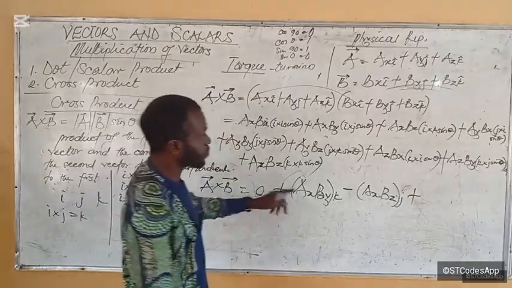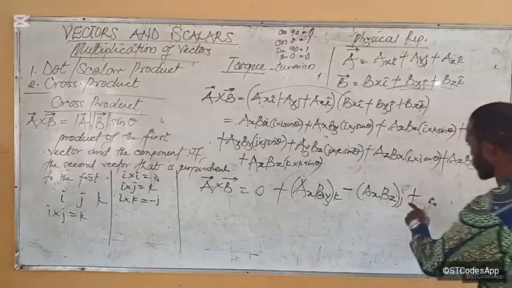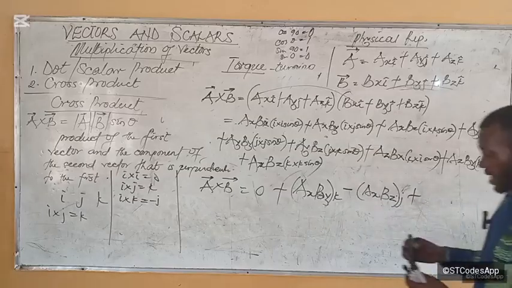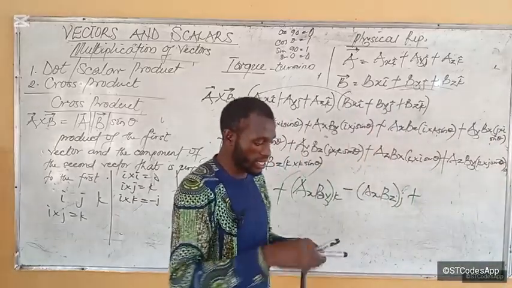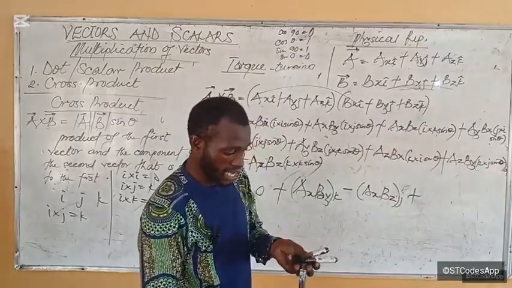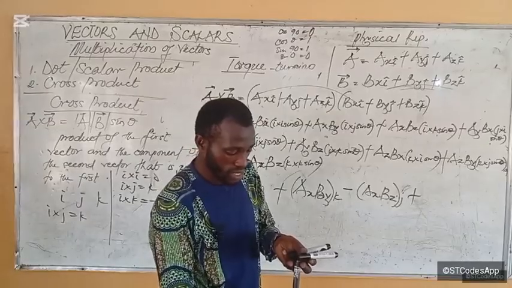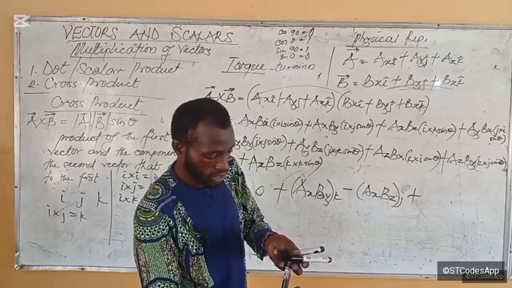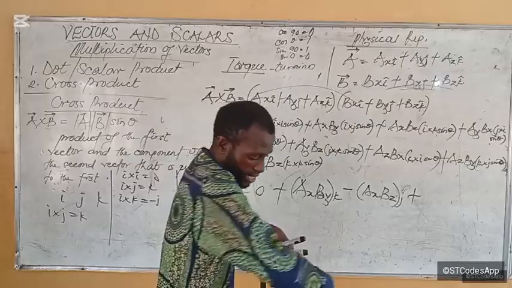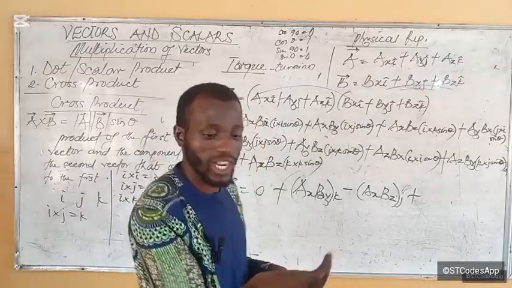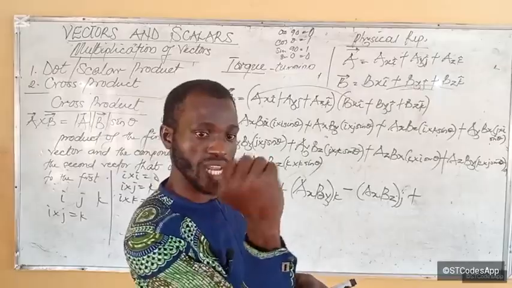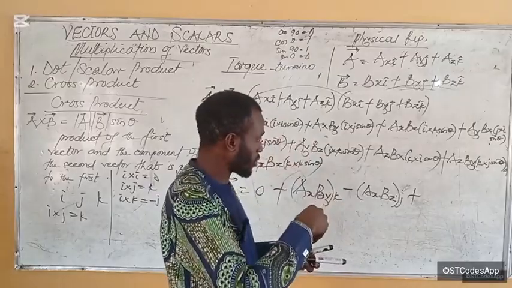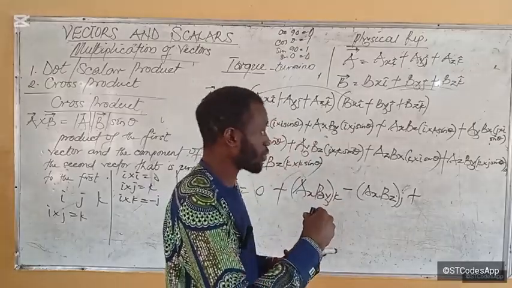So this AXBZ gave us negative J. Then plus, how about J cross I? How do we cross J and I? So this is J, this is I. If we cross J and I, our hand must move in the direction of J and I. Your hand must be open like this, crossing positive J and I.